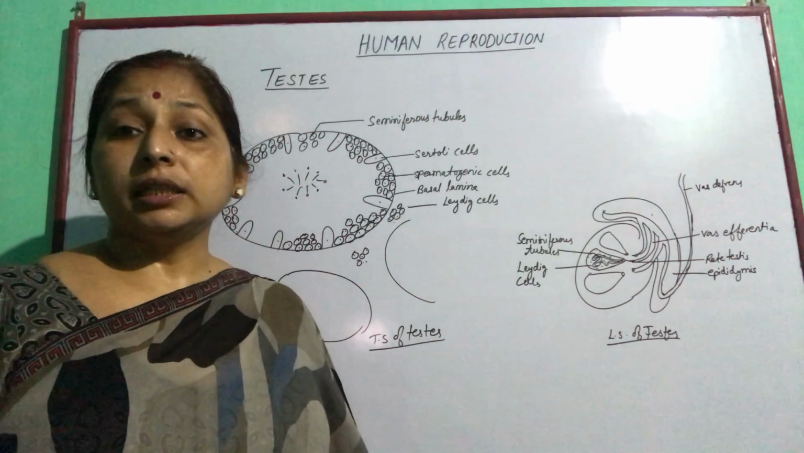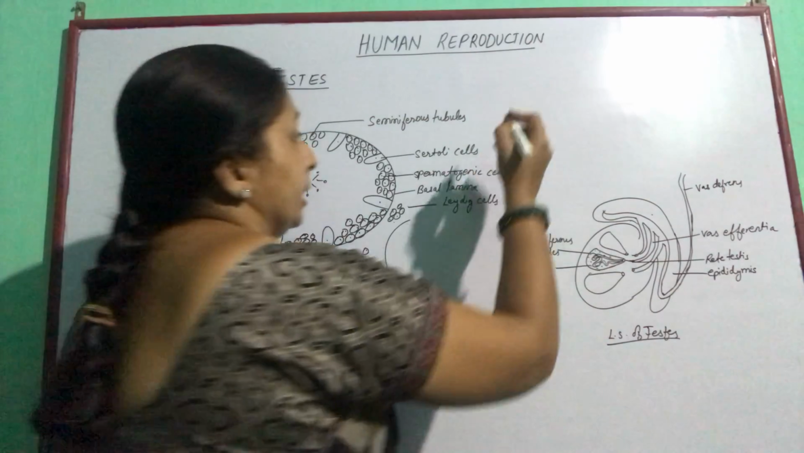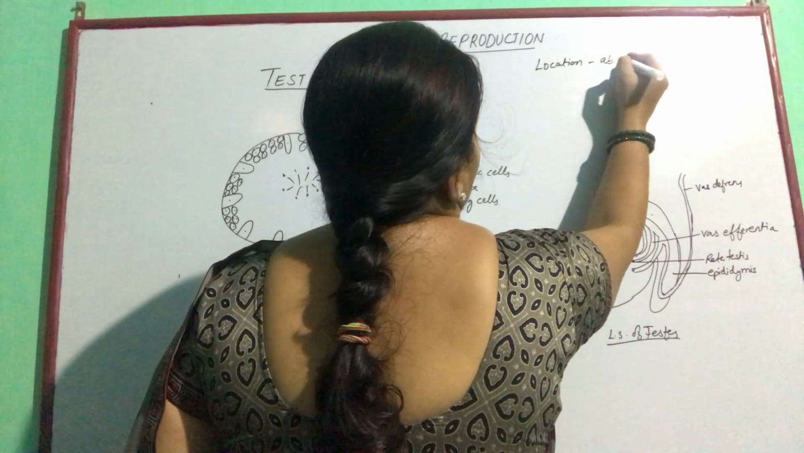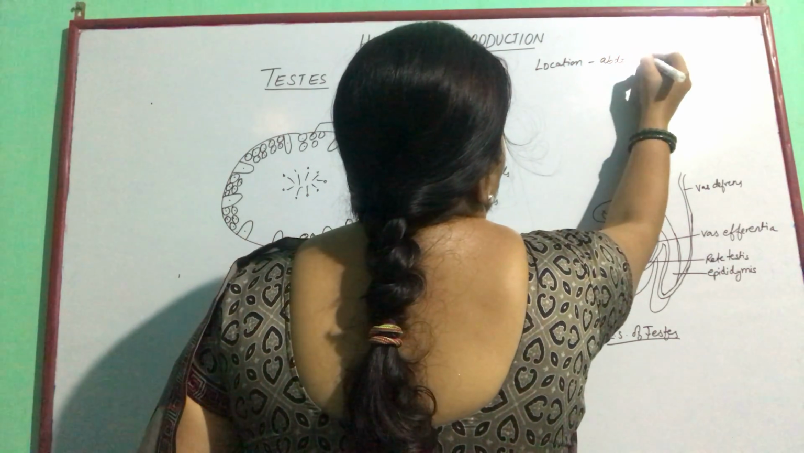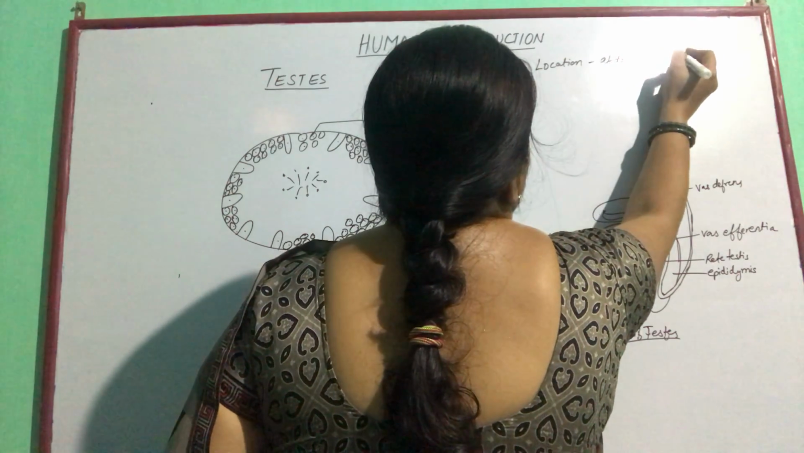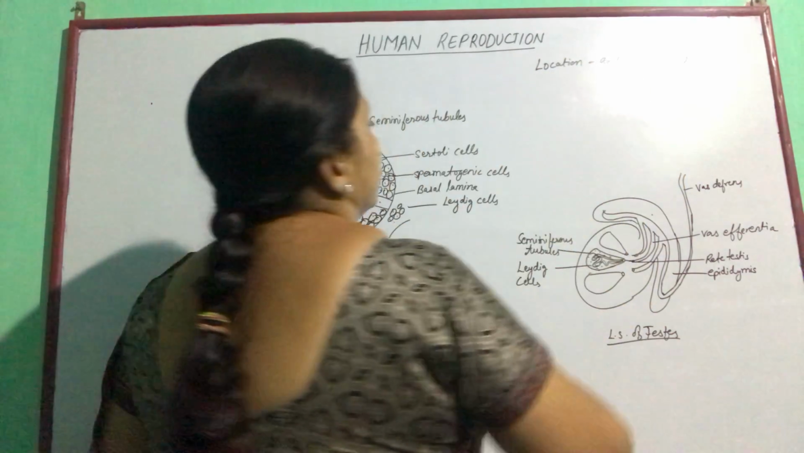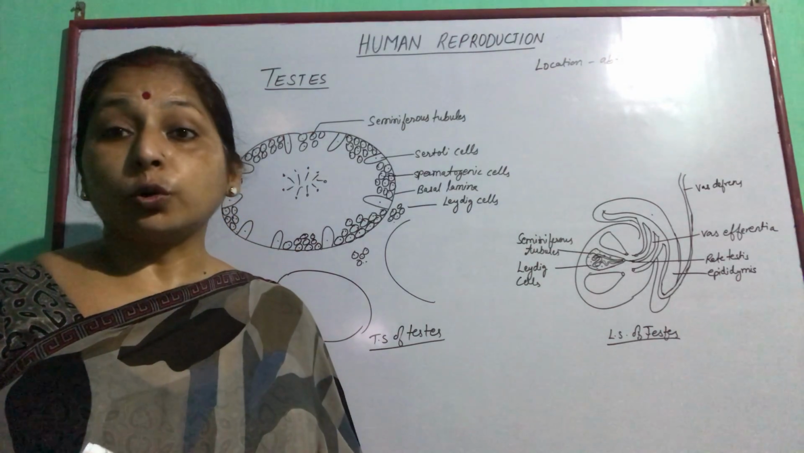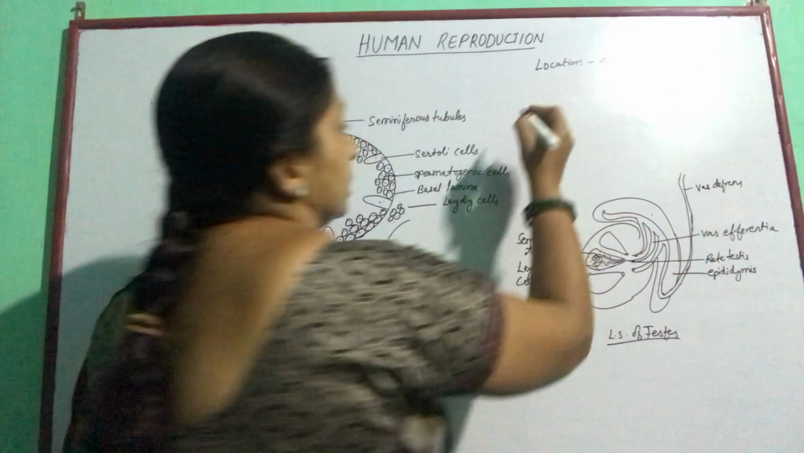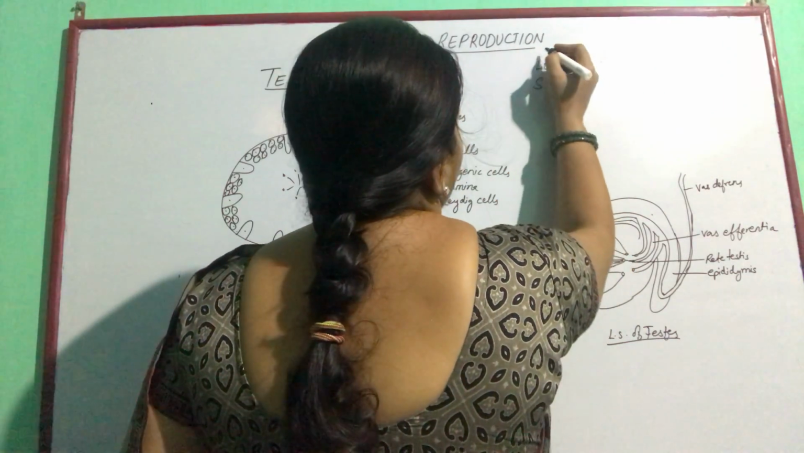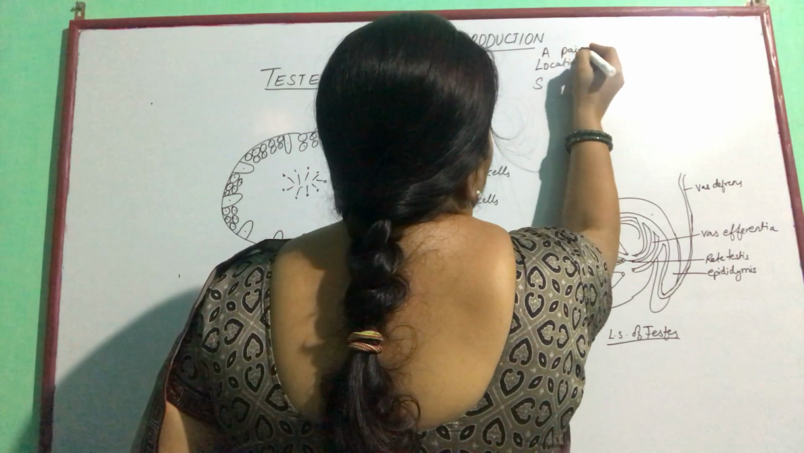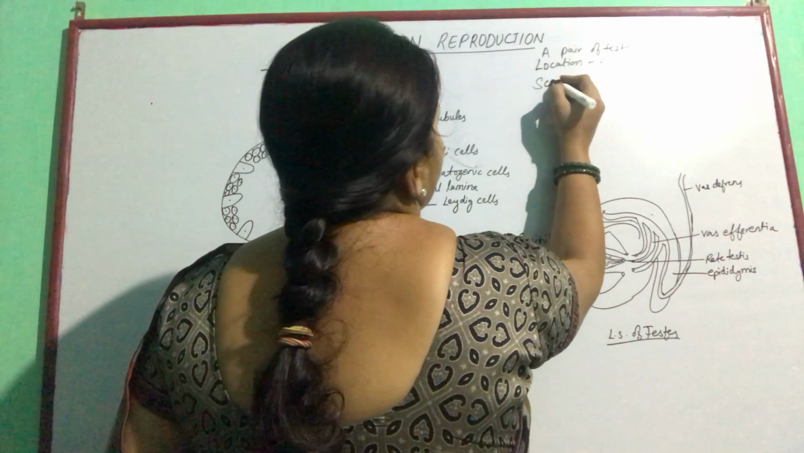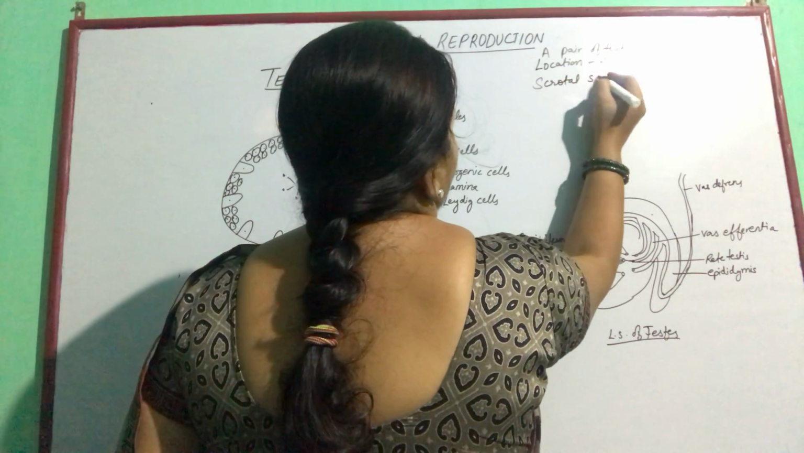The testis is present in the abdominal cavity. What is the location of the testis? The location is the abdominal cavity, where it is present in the scrotal sacs. There is a pair of testes, present in the abdominal cavity inside the scrotal sac.